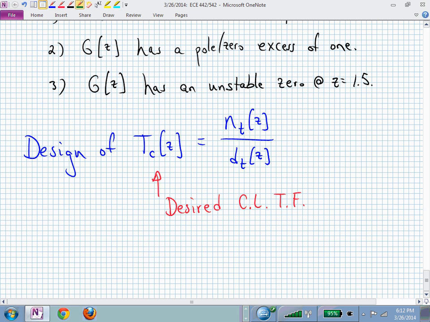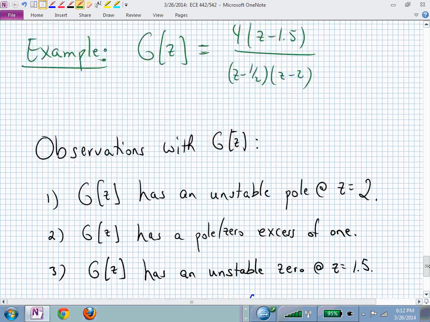So now we are trying to design the numerator polynomial and the denominator polynomial. And can we say anything about those right now based on our observations of our plant g of z? What do we have to do? And now go back to your restrictions.